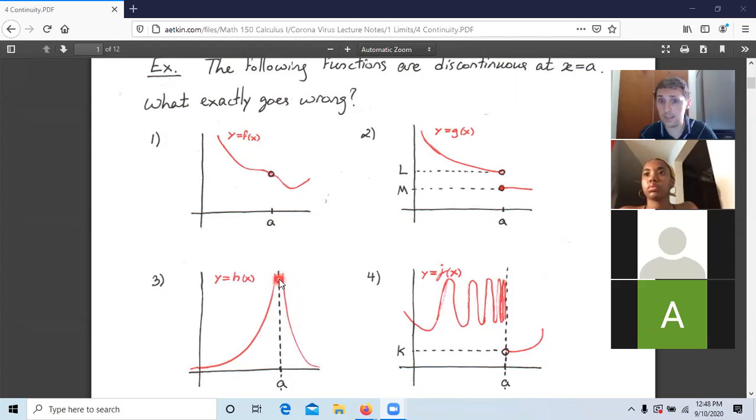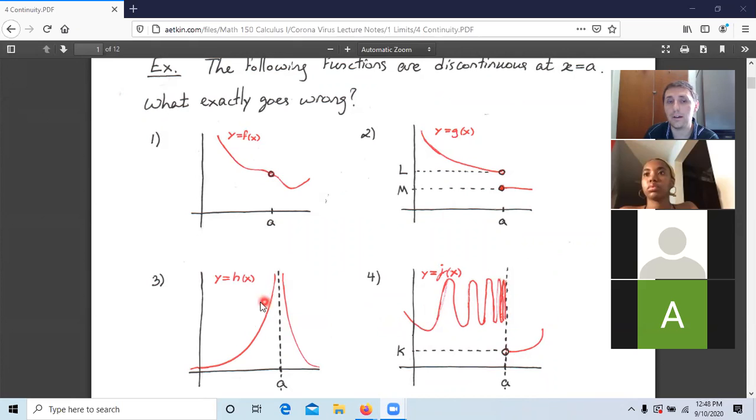The limit does not exist, then the function cannot be continuous. Limit not existing, it's a worse type of discontinuity. So I would say this is a mild type of discontinuity. This is a little bit worse. And 3 and 4 are very bad discontinuities, right?